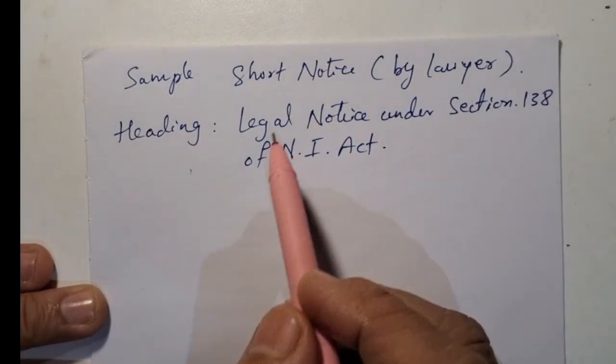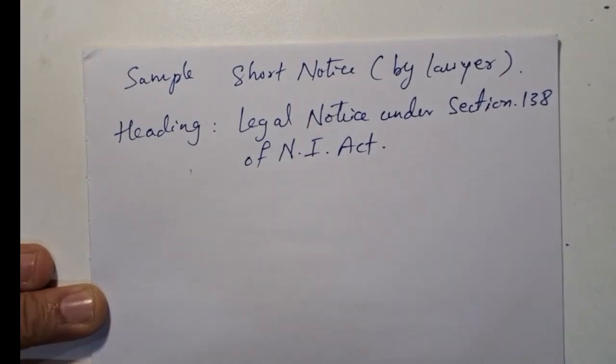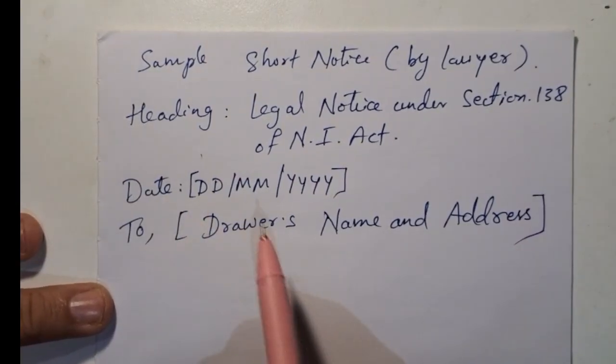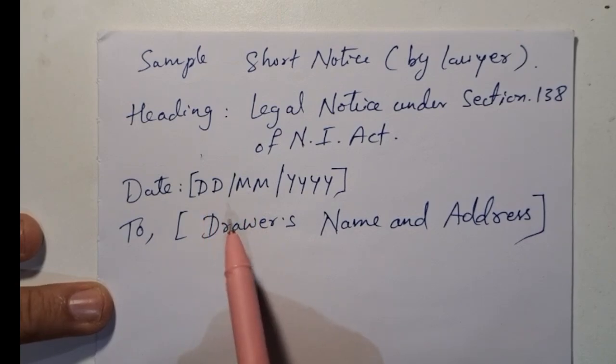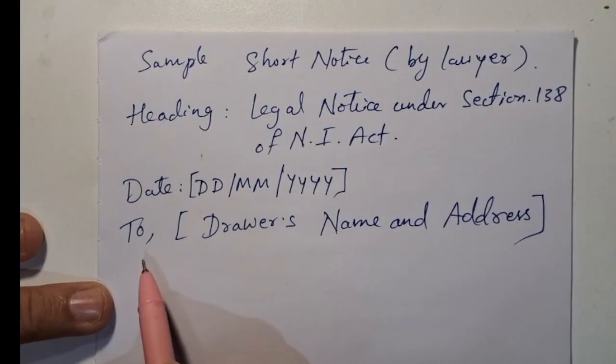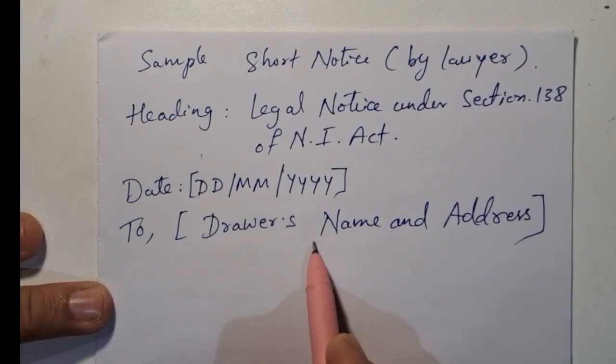So we are going to mention legal notice under section 138 of the NI Act. The date of the legal notice, when the notice is going to be sent, is in the format date, month, year, and it will be sent to the drawer's name and address. Make sure the address you mention here is the correct address and the name of the drawer is correct. There should not be any nicknames.